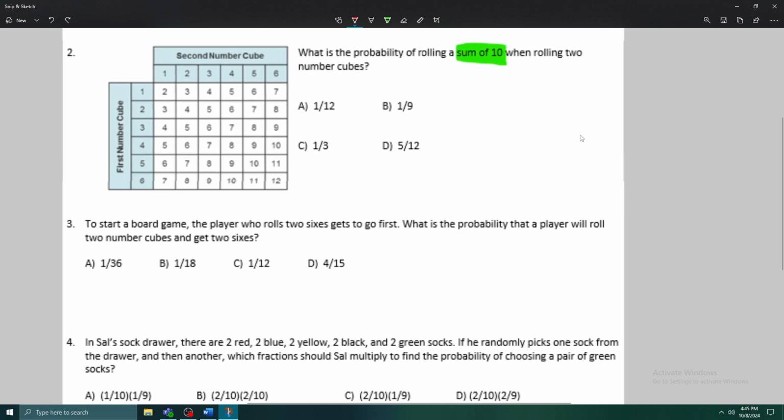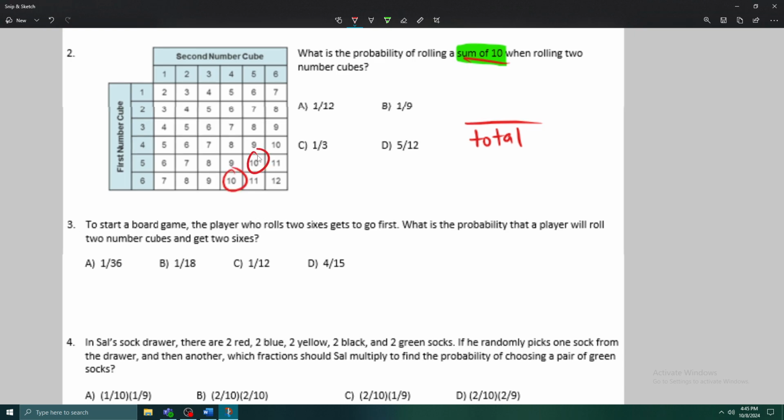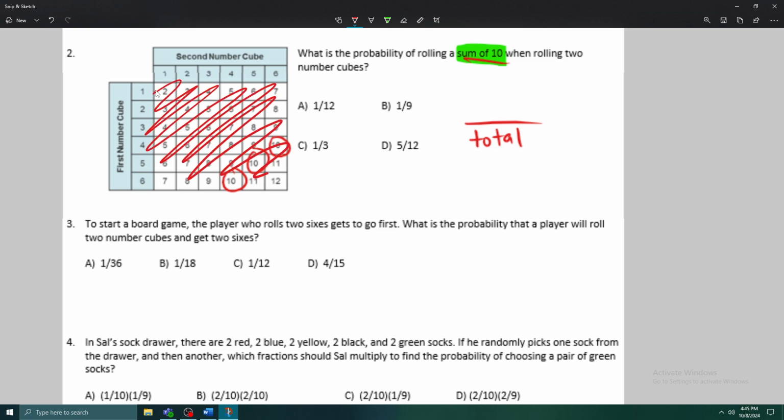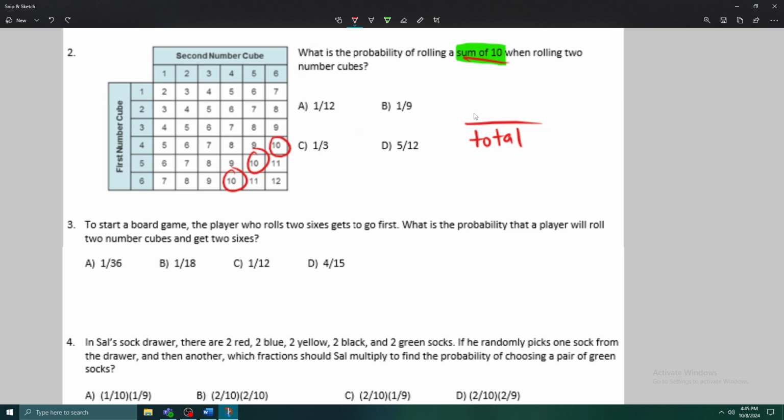So, what is the probability of rolling a sum of 10? Well, think about how many total possibilities there are, and then how many of those total are a sum of 10. All you really need to think about is how many total possibilities there are, and that'll go in the denominator.